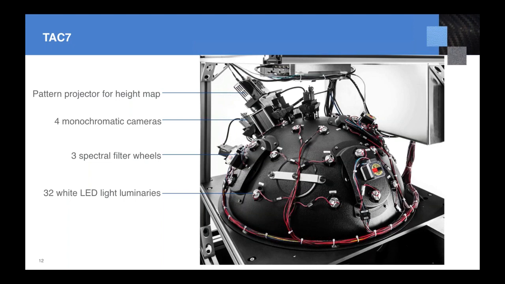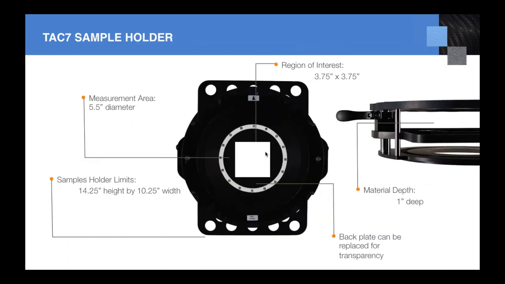And in addition to that, we don't have hundreds of lights anymore, but we were able to shrink it down to 32 white LED light luminaries. Those are all the little dots that you can see. My mouse doesn't like to interact here with the webinar. But you can see all those little dots with little red tails coming out of them. Those are all the 32 white LED light sources.